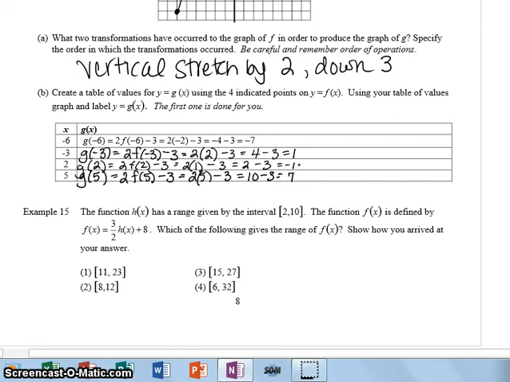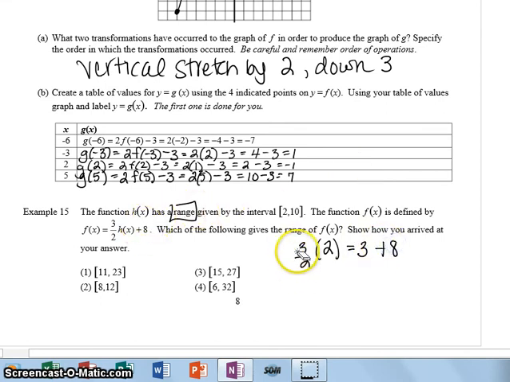All right, example 15. The function h of x has a range, so pay attention here, a range given by the interval of 2, 10. The function f of x is defined by 3/2 h of x plus 8. Which of the following gives the range of f of x? Okay, so now you're going to take 3/2 and you're going to multiply by the 2, and the 2 came from right here. It's the first coordinate in your range there. Okay, so 3/2 times 2 is 3, but then don't forget I have to add 8 to that.